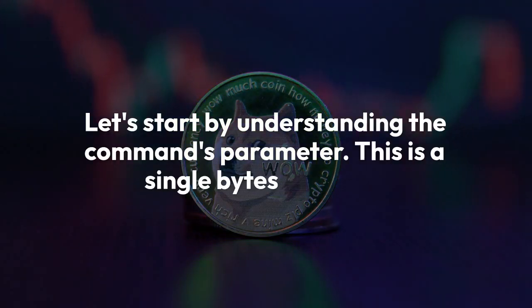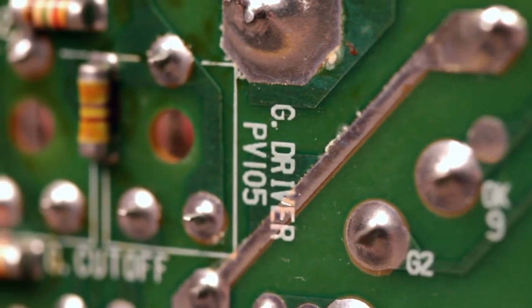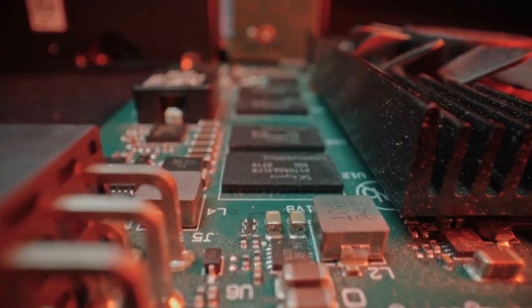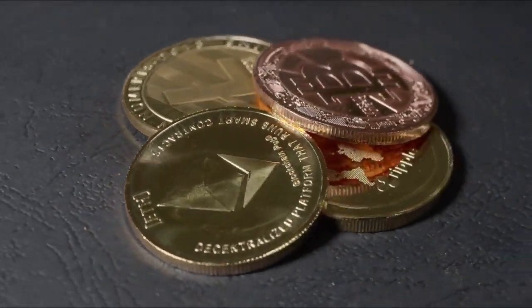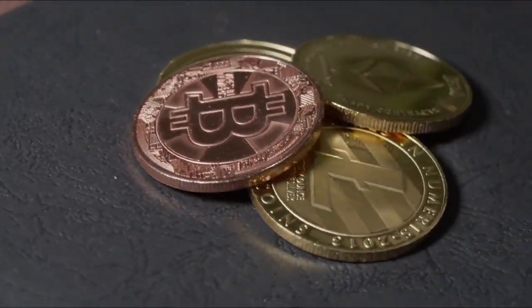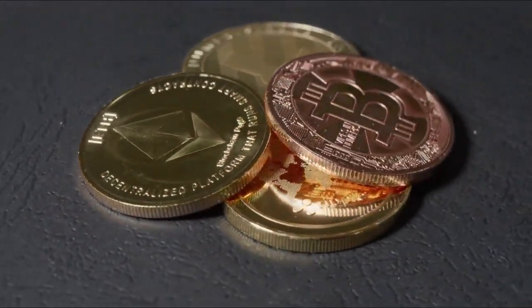This is a single bytes variable. Think of it as a compact list of instructions or a recipe for the router. Each byte within this commands variable represents a specific operation the router can perform. For example, one byte might tell the router to swap exact input, another might instruct it to unwrap WETH, and yet another could mean transfer ETH.